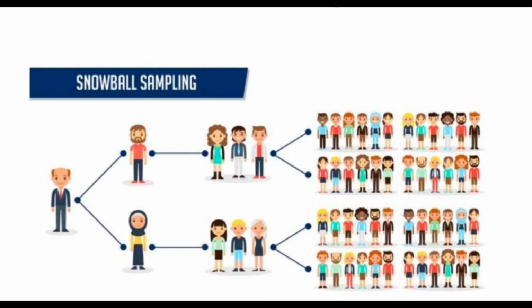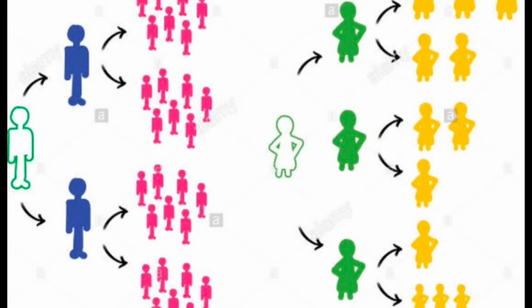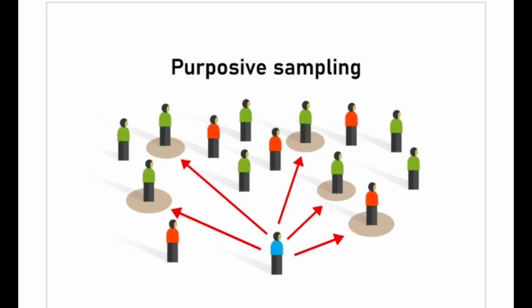It is an appropriate method to use when members of the population are difficult to identify and locate, such as migrants and homeless individuals. This type of non-probability sampling is used in exploratory research since the technique can result in samples with questionable representativeness. Purposive sampling. Purposive sampling, also known as judgmental, selective, or subjective sampling, is a form of sampling in which researchers rely on their own judgment when choosing members of the population.